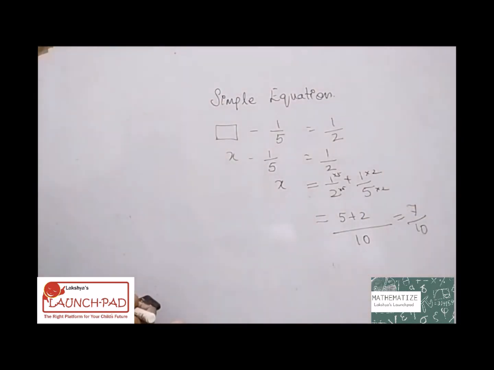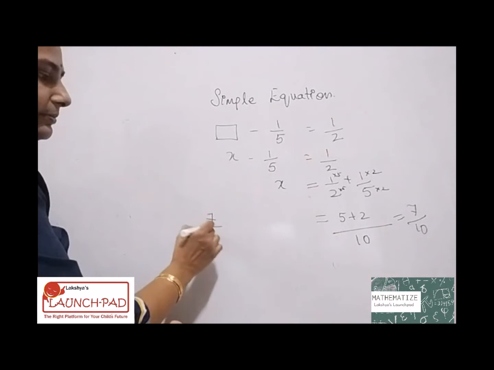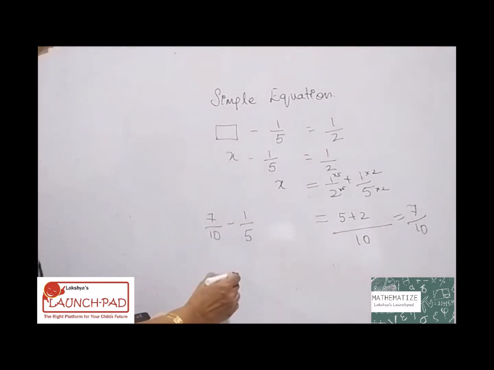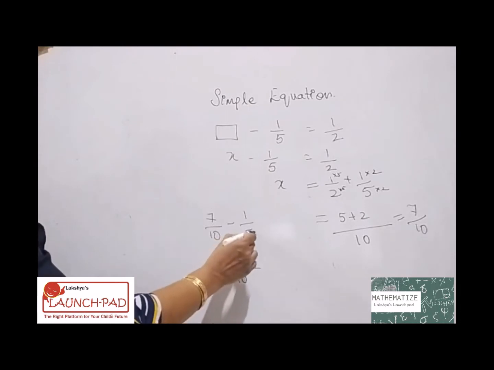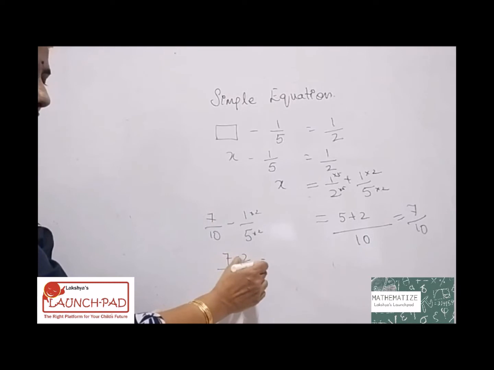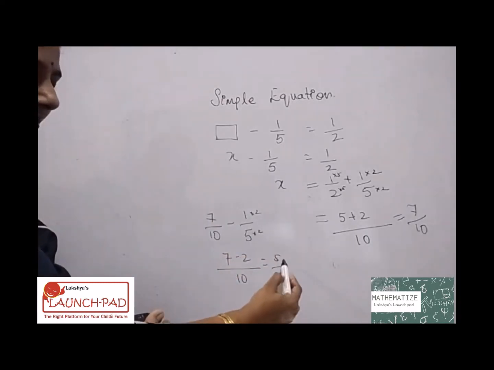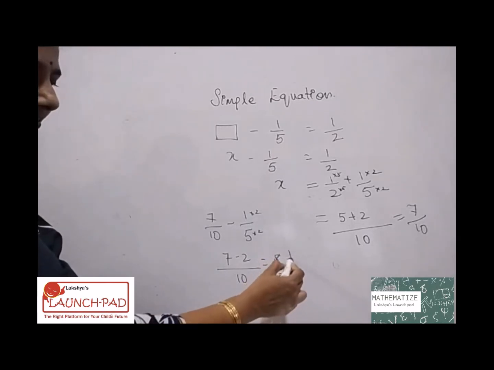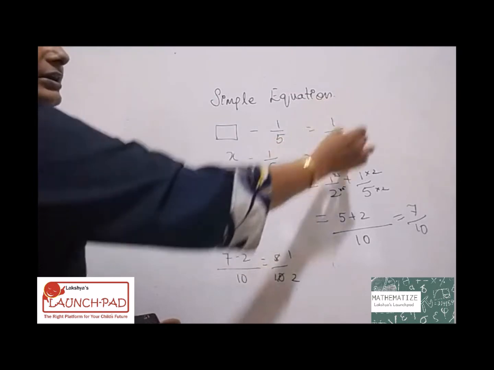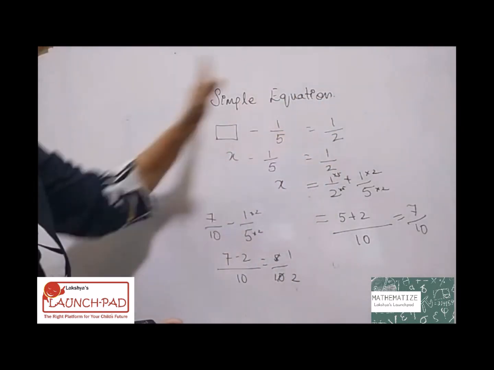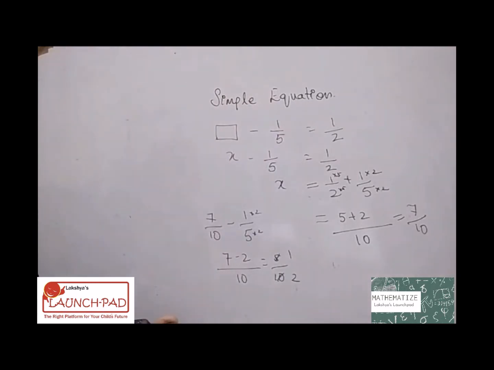If they tell you to verify, what will you do? 7 by 10 minus 1 by 5. LCM is 10. So, it will become 7 minus 2, 5 by 10. Again, simplify. What will I get? 1 by 2. That's my RHS. RHS means right hand side of the equation. This is the left hand side of my equation. Is it clear till now? Yes, ma'am.